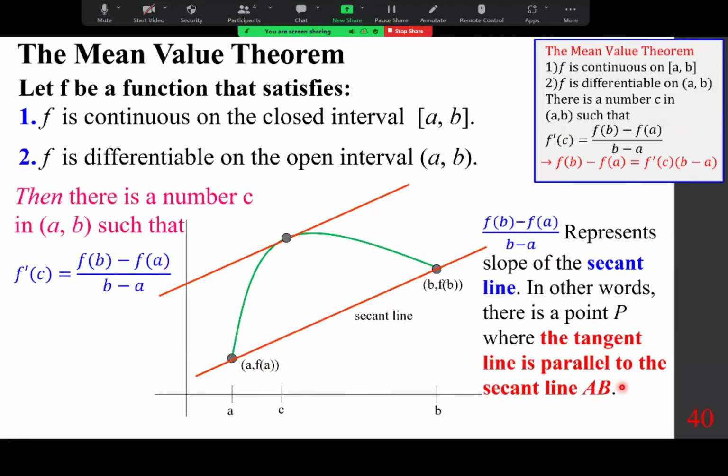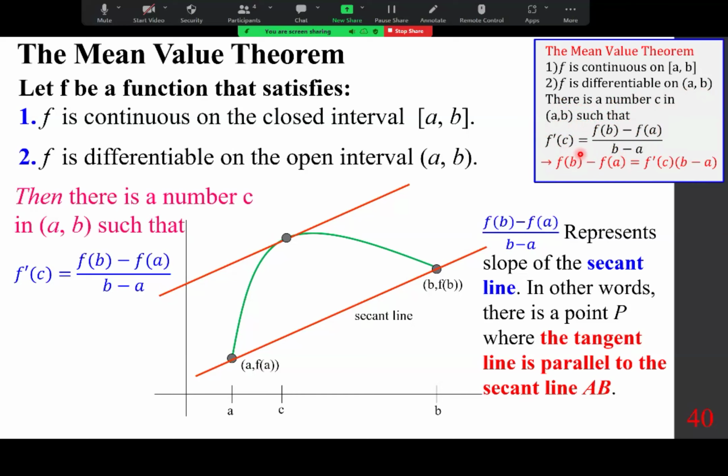So here's the mean value theorem. Number one, f is continuous on the closed interval of A to B. Number two, f is differentiable on the same interval but open interval of A to B. Then there is a number C in the interval of A to B such that f prime of C is f of B minus f of A over B minus A. If you cross multiply, this becomes f of B minus f of A is equal to f prime of C times B minus A. So this one and this one are equivalent.